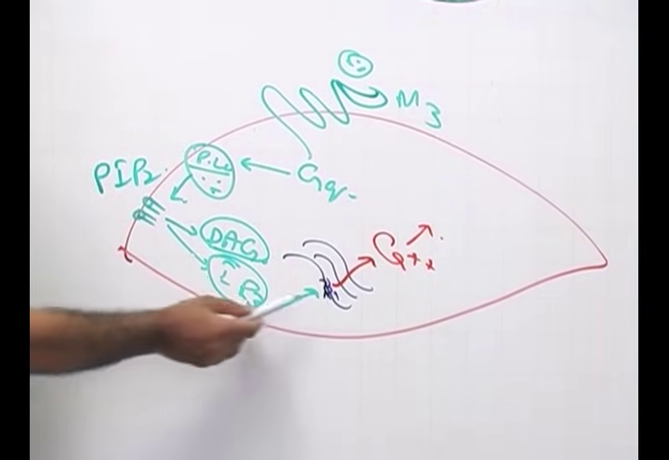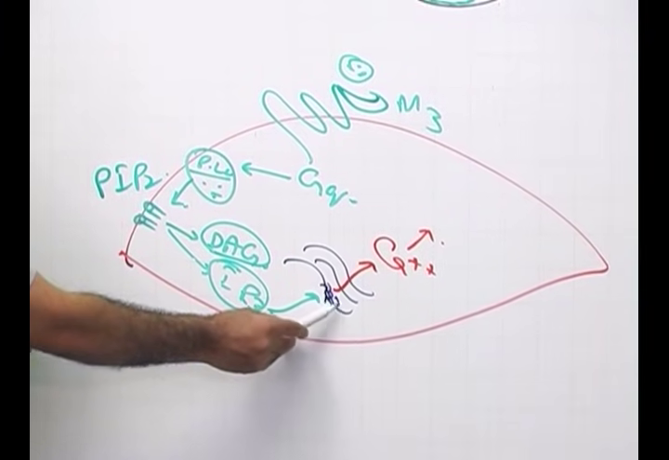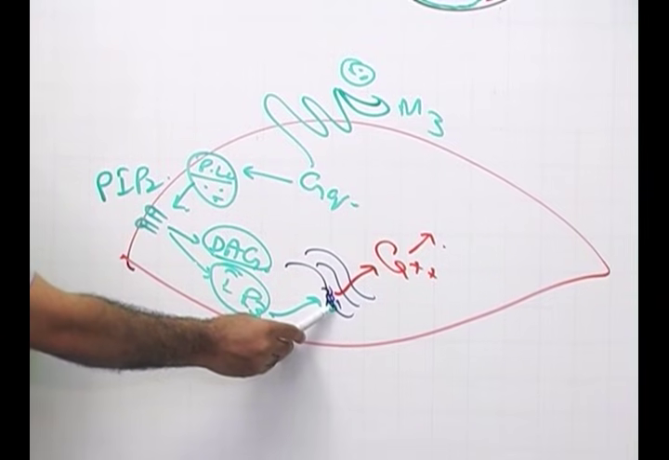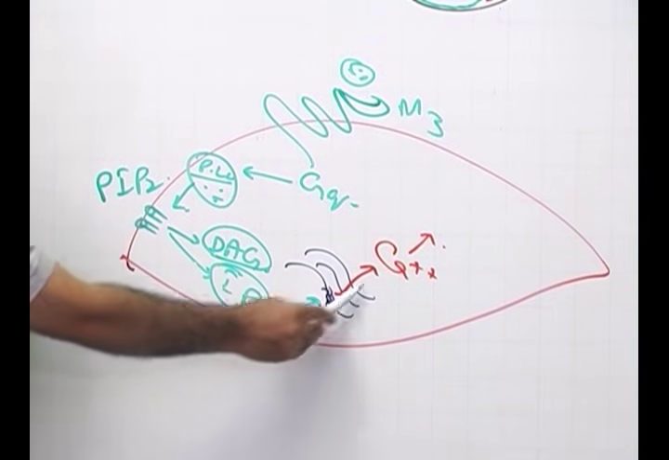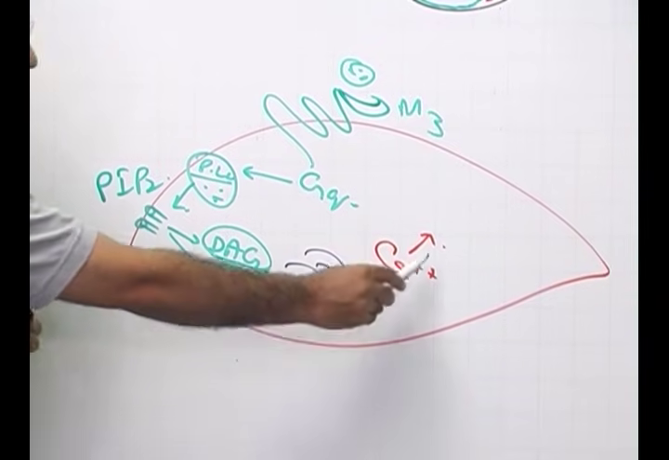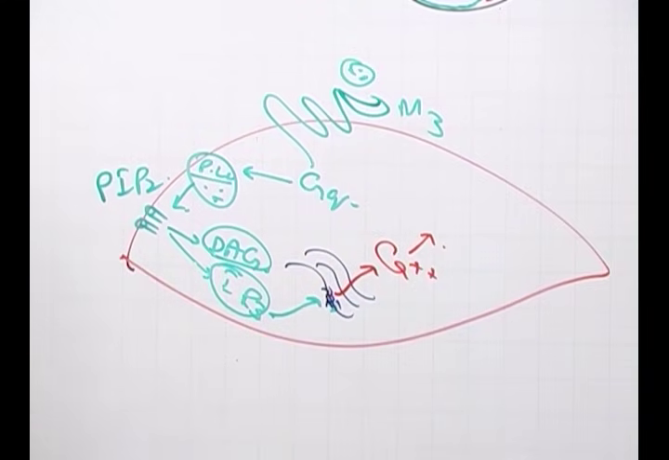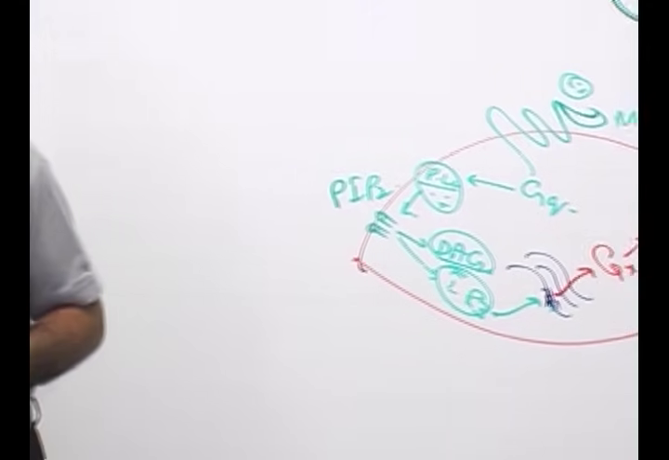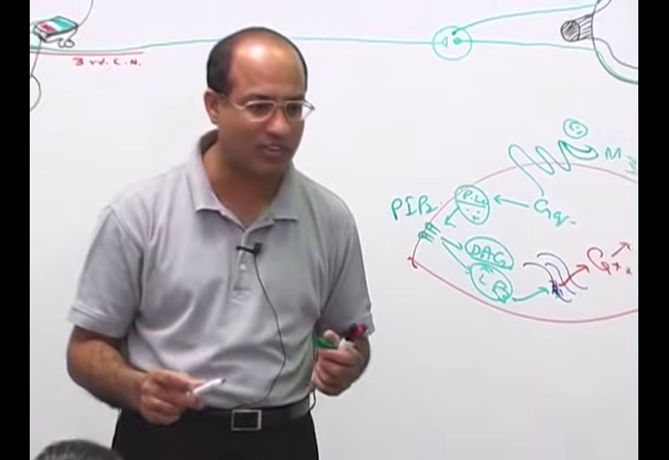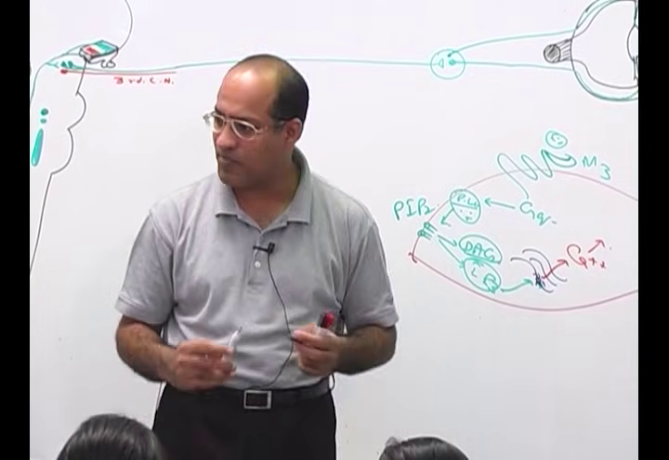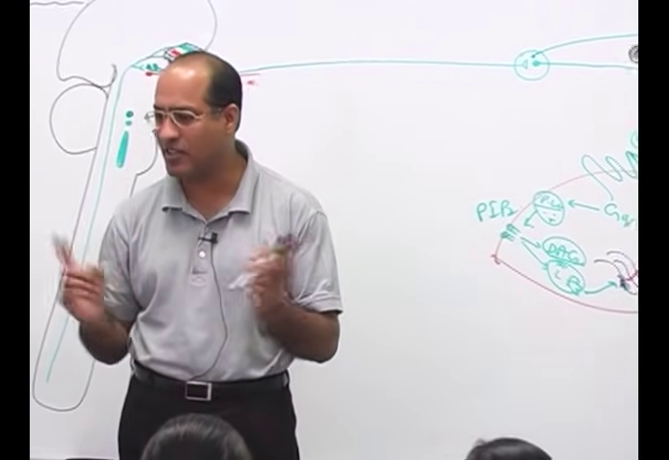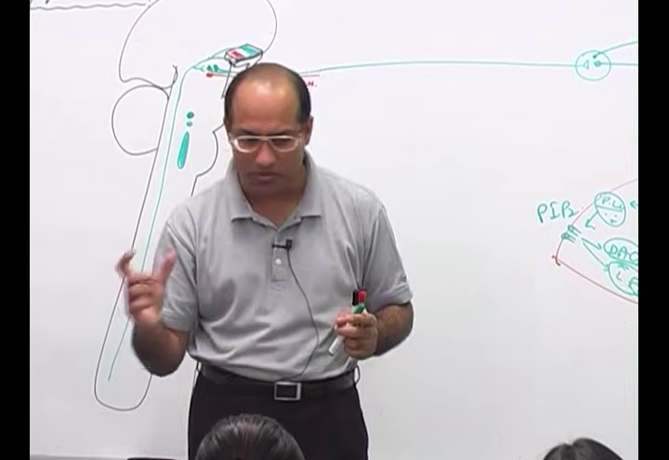IP3 will stimulate the IP3 dependent endoplasmic channels, and they will bring what? Calcium out. Calcium will bind with calmodulin. Calcium calmodulin kinases are activated. Kinases lead to phosphorylation of light chains of myosin, and the phosphorylated light chains of myosin interact with the actin and the smooth muscle contracts.